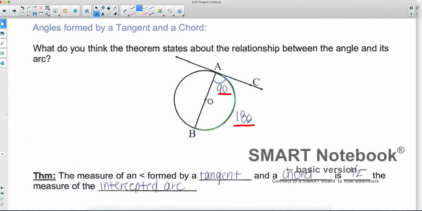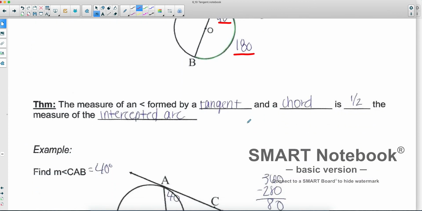So that's the relationship between the angle and the arc when you have a tangent and a chord. The measure of an angle formed by a tangent and a chord is equal to half the measure of the intercepted arc. So it's similar to an inscribed angle, with that relationship of half, but it's different in terms of how it's drawn or how you get that angle.